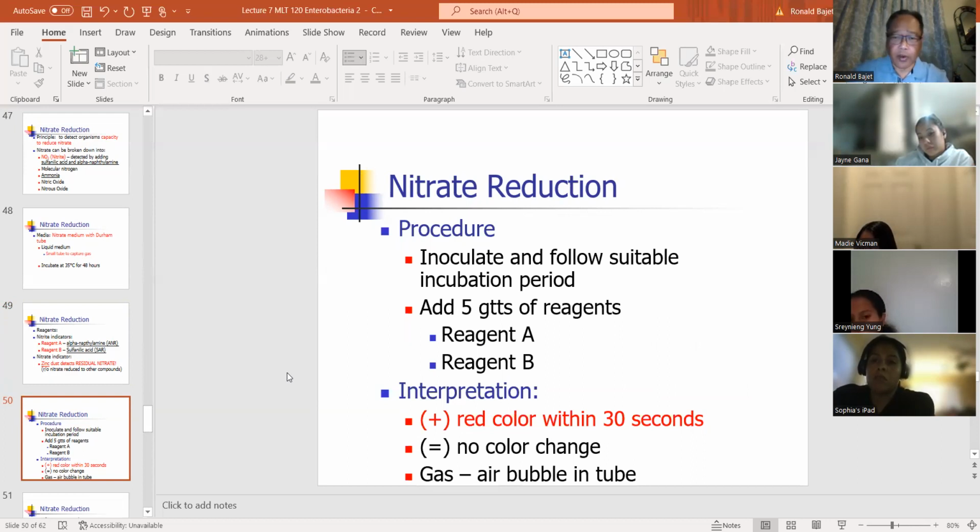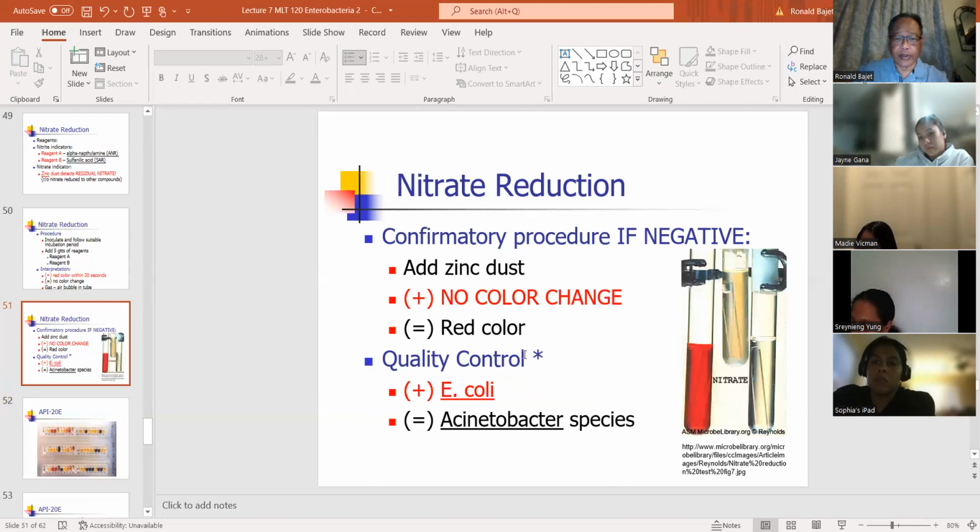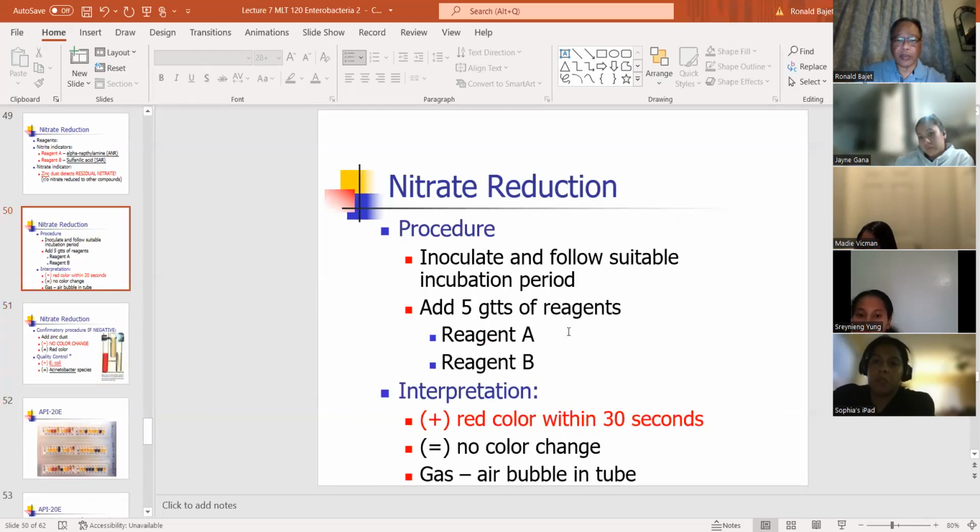Okay, so this is 24 hours later. You take a look at the tube, and you've added your reagents. If it turns red within 30 seconds after you add reagent A and reagent B, that's a positive for nitrate. Remember, all Enterobacteriaceae are nitrate positive. Negative is no color change.